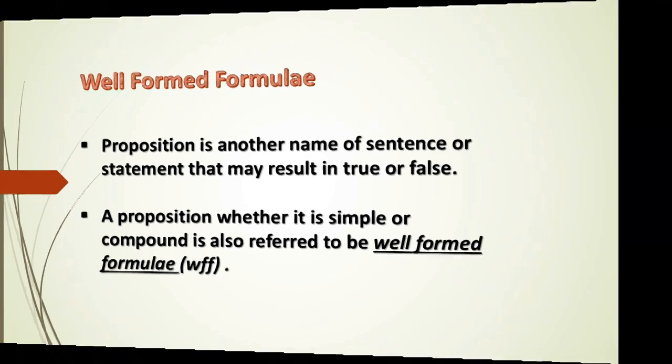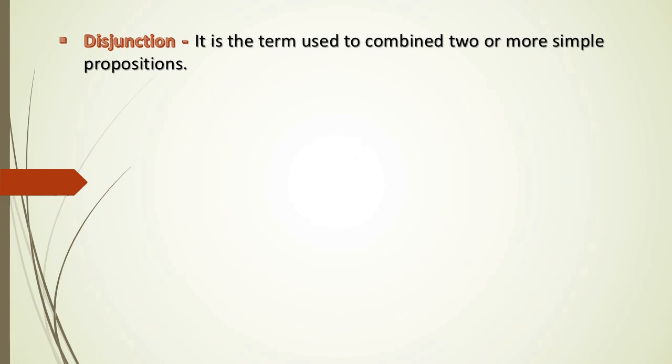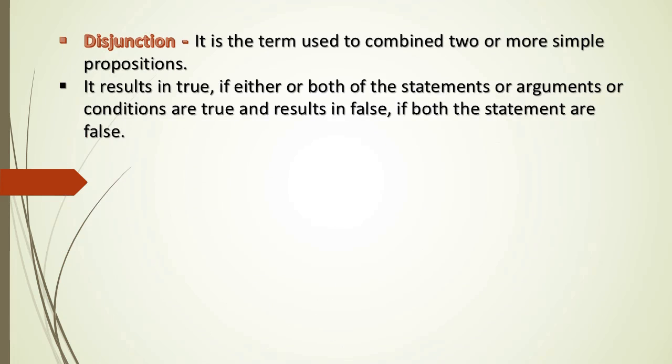What are the different types of logical operation? Let's see. First, here we'll discuss disjunction. Disjunction represents the OR logical operation, and the term disjunction is used to combine two or more simple propositions. It results in true if either or both of the statements or arguments or conditions are true, and results in false if both the statements are false.